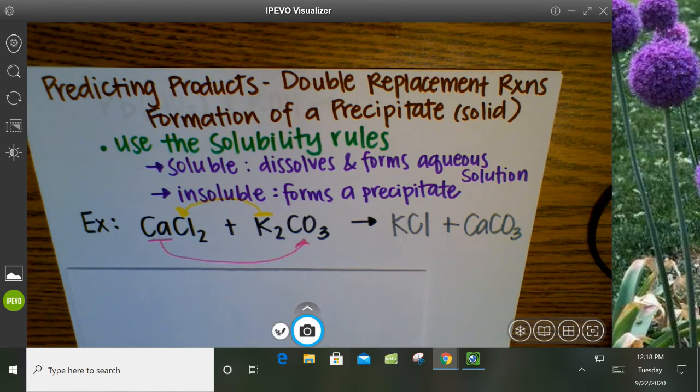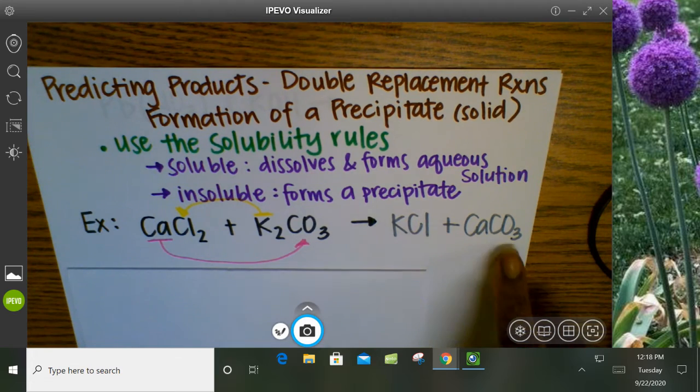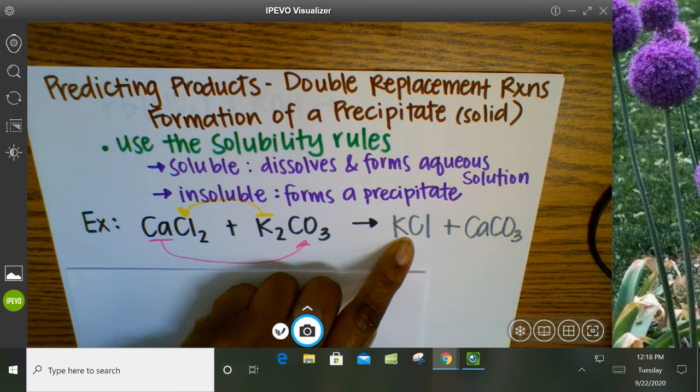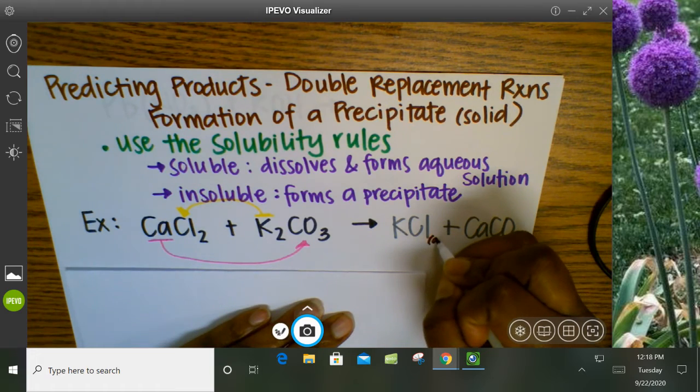Okay, so now I need to see if either of these will form a solid. So if you have your solubility rules, let's look at them. On the rules that we're using in my class, you'll see on number 2A, all chlorides are soluble, except silver chloride, mercury 1 chloride, and lead 2 chloride, which are insoluble. And this is potassium chloride, so it's soluble, which means it is AQ.